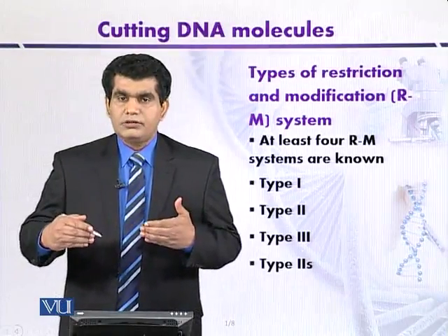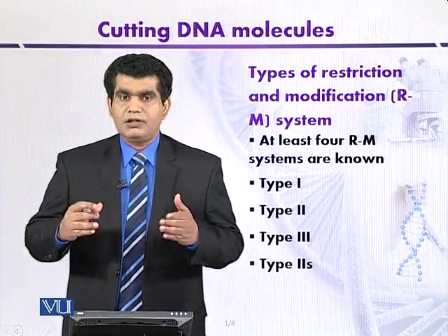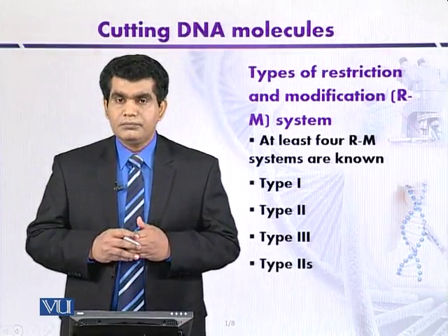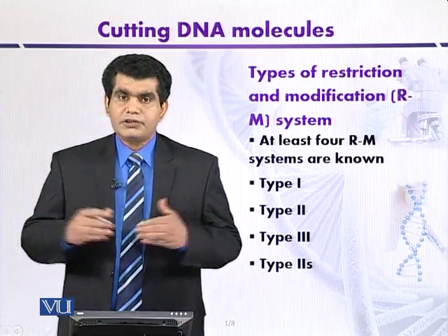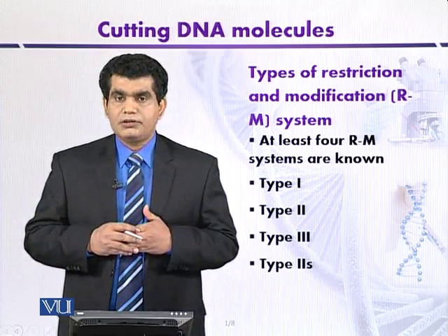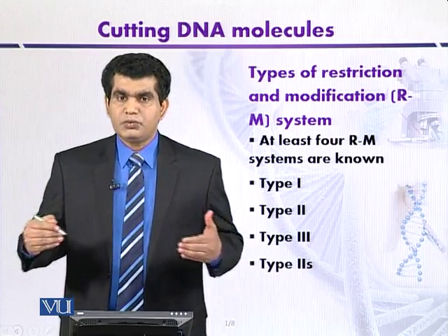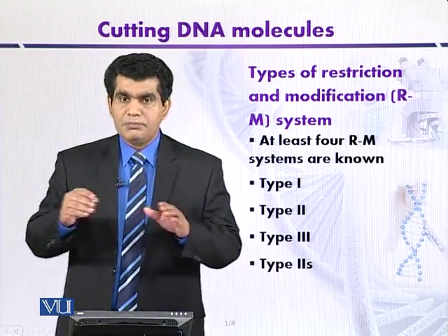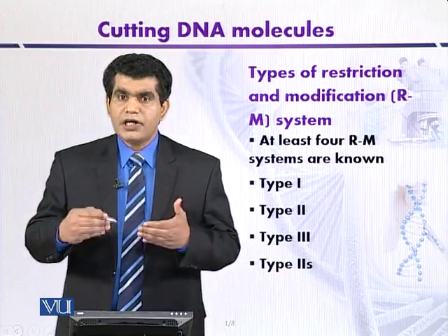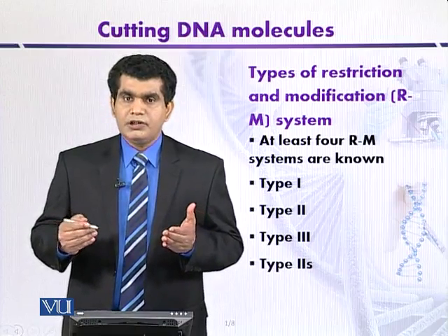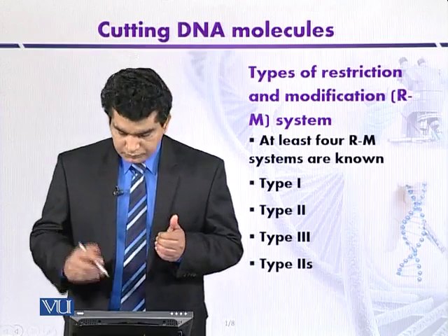Now we can focus on different types of restriction and modification system, or RM system. In different types of microbes, different types of restriction and modification systems are present that can be categorized as type 1, type 2, type 3. So these are the main three types. And sometimes the fourth type, also called type 4, can also be recognized in some microorganisms.